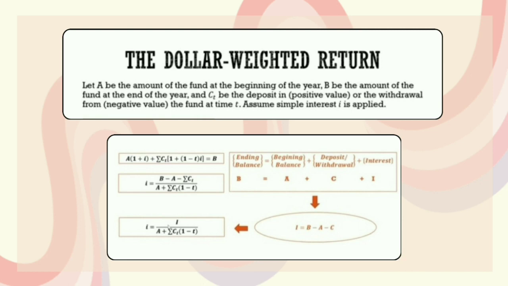For a withdrawal, it is negative, because you are taking money out of the fund. The deposit is added, because you are adding to the fund. So we can now see the formula that we are going to use for later problem solving.